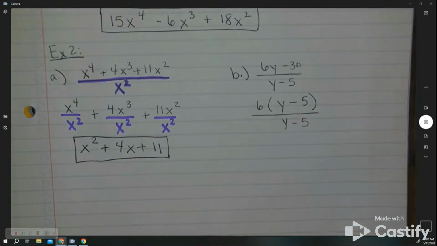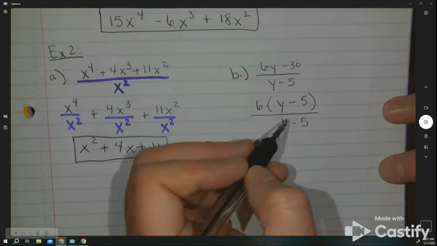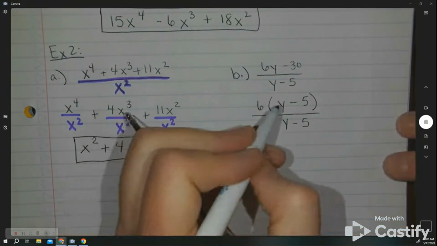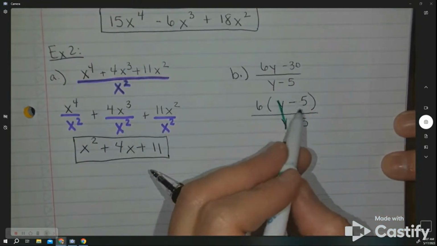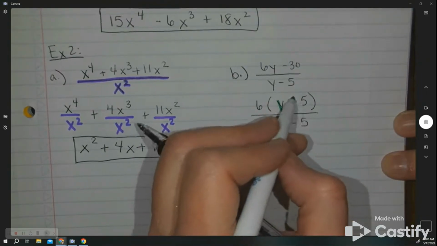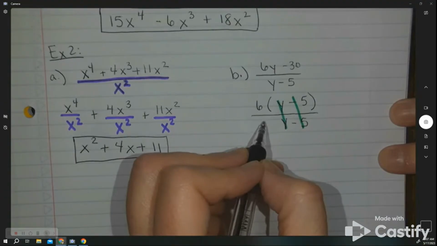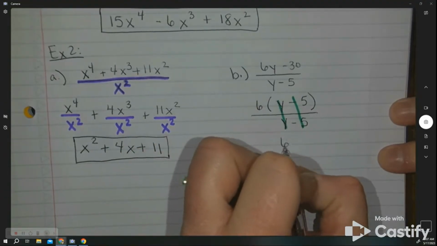And now I bet you can recognize probably why I did that, because it's going to make simplifying a little bit easier. Because I notice y divided by y, those cancel out to make 1. Negative 5 divided by negative 5, those cancel out to make 1. So that leaves me with 6 over 1, which is just 6 for my final answer.